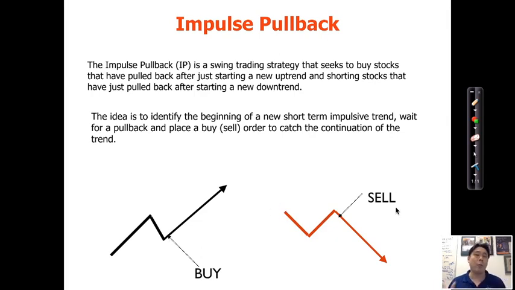In the case of a downtrend, we're waiting for a signal that it's a new downtrend. So again, we have that impulsive wave. We wait for a minor pullback or retracement because of, again, some profit taking of those who have shorted and are covering their short. And we then enter the trade as the price continues the downtrend and we go short.